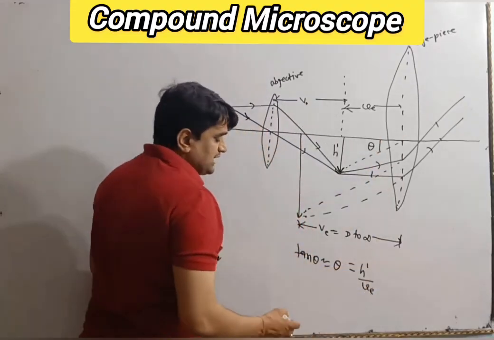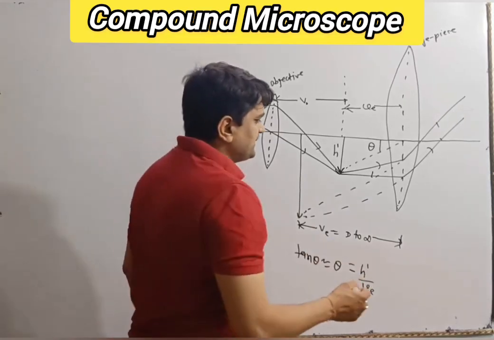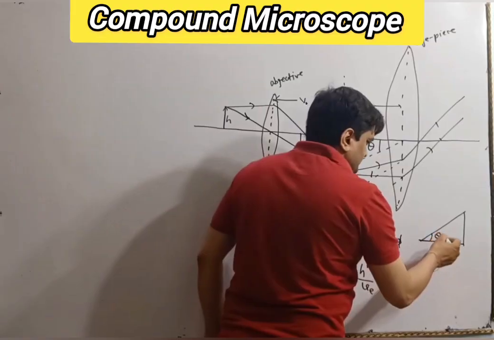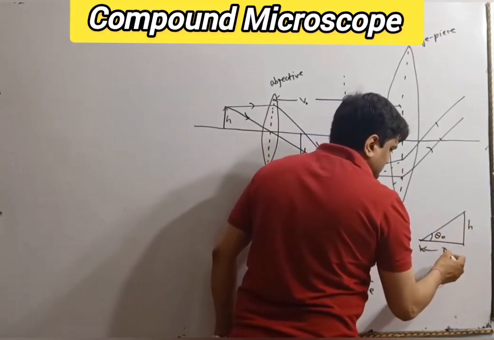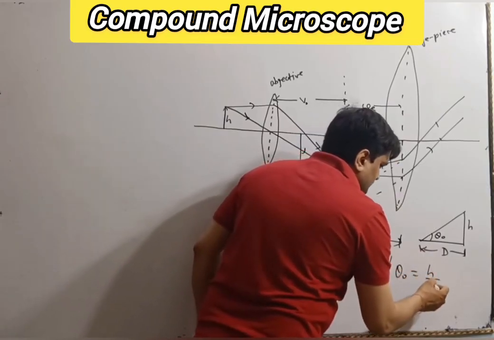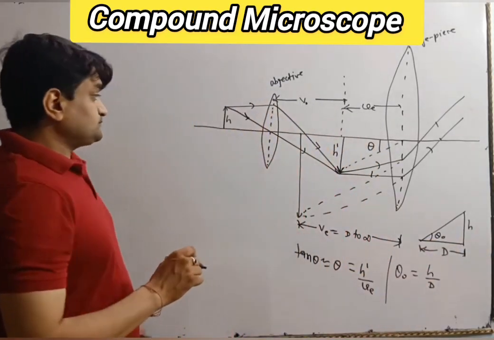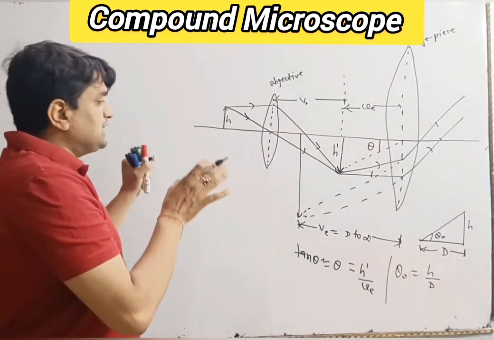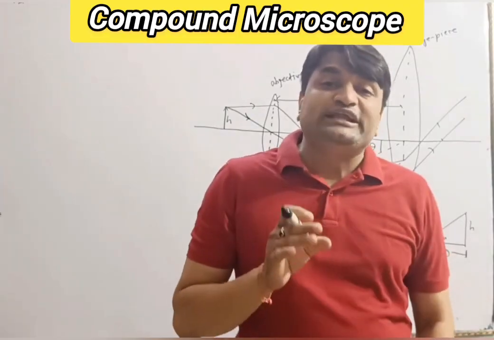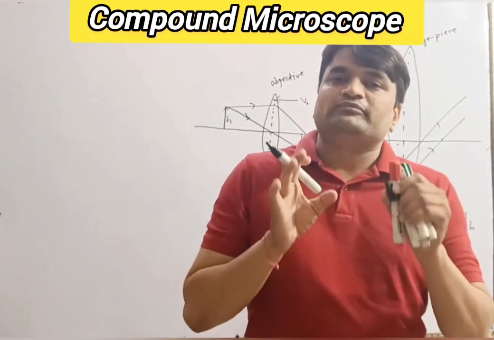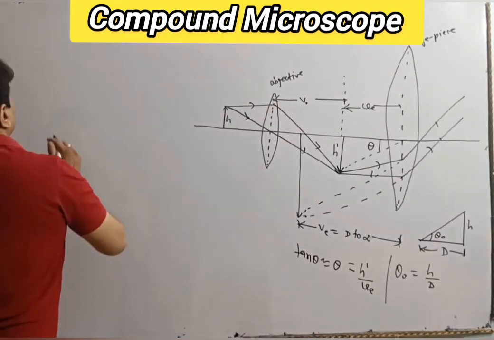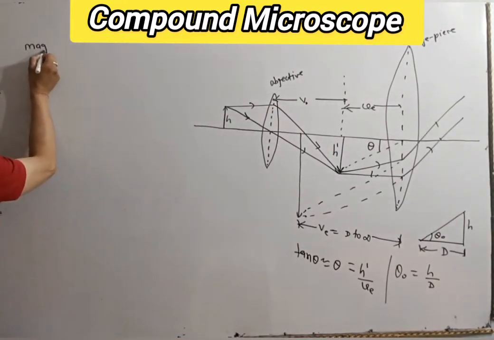the first theta. And from simple microscope we know that theta naught is H and this is D, so theta naught is H upon D. Okay, now the main purpose of this instrument, compound microscope, is to increase the angular magnification, and so we will calculate the magnifying power. First derivation is magnifying power.